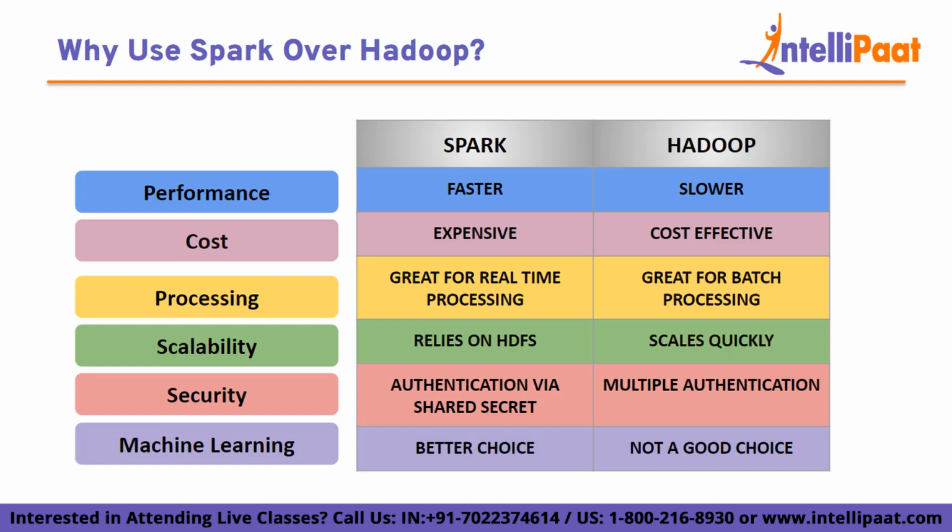So we can say that Spark is faster, better for real-time processing and machine learning, but it can be more expensive. Hadoop is more cost-effective and works well for batch processing and is generally more secure. Both have their strengths, and the choice depends upon the specific needs of the data processing task at hand.